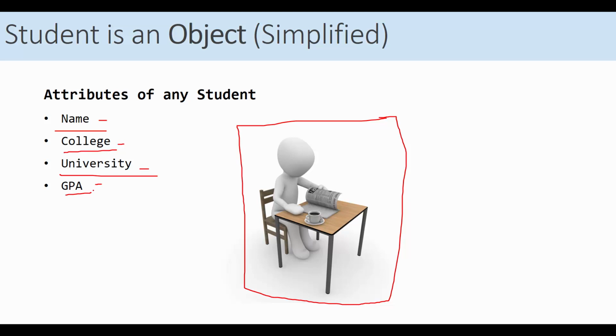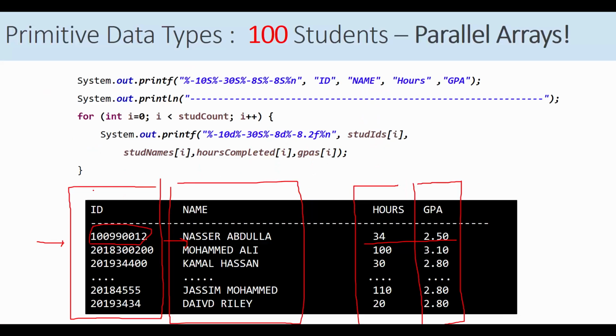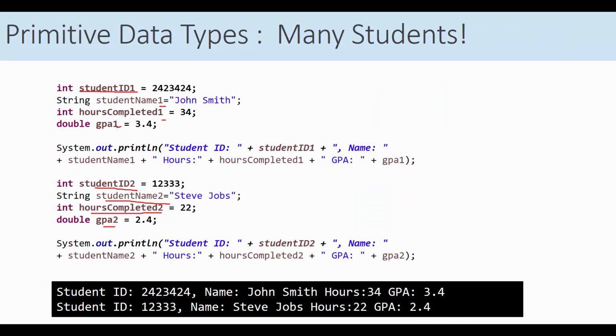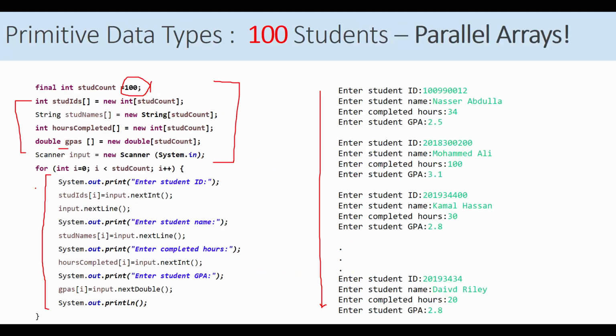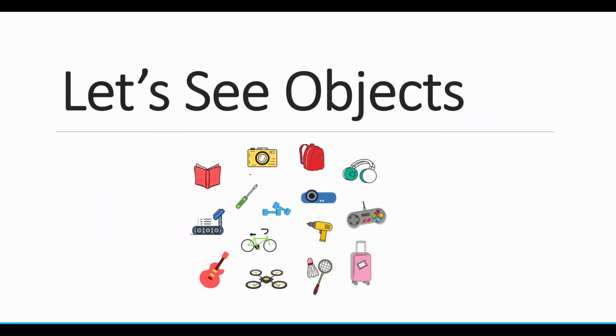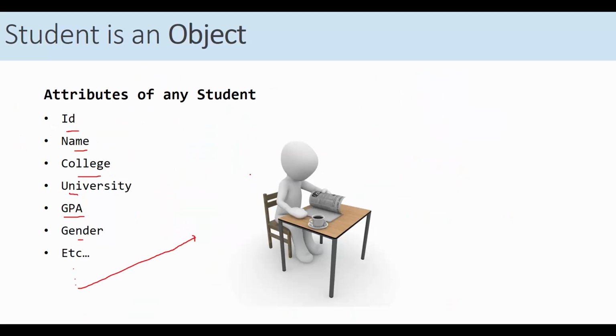If you want to create students in Java using object-oriented programming, now you will do it in a different way. You will not do the same way you did before. Here, when you created two students by creating the same four variables for each of them, or parallel arrays like this to create a long list of students, we would do it in a different way.